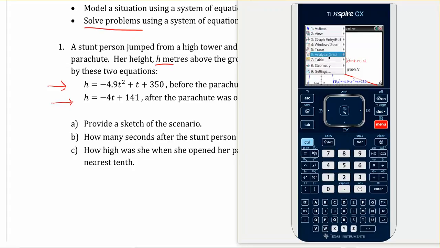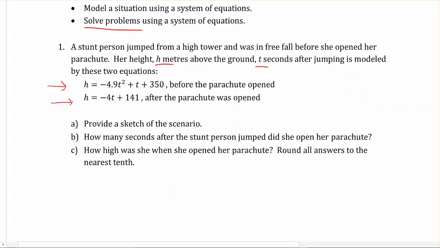So I'm going to go menu, analyze graph, and click intersection. Go to the left, go to the right, and from this we can see that it's going to happen at x equal to 7.06, so 7.06 seconds. So part B is x equal to 7.06 seconds.